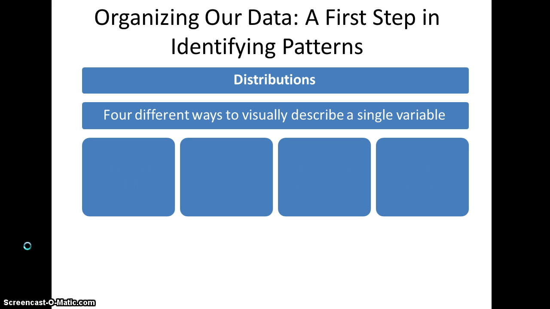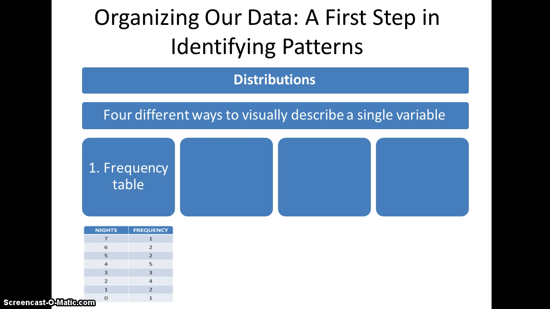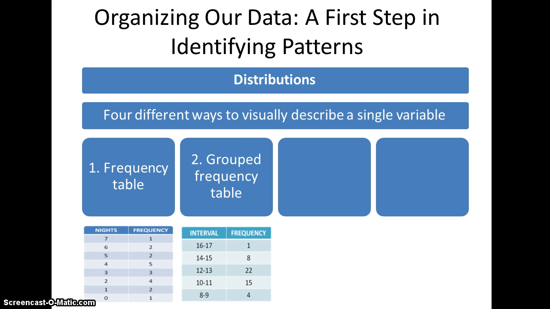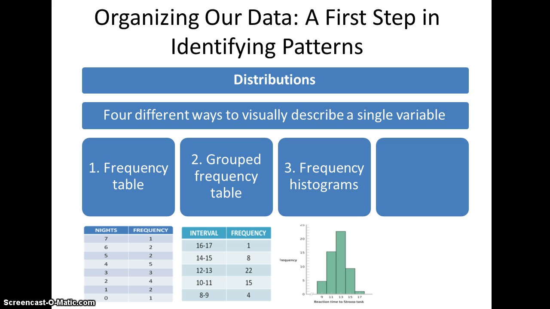And there are 4 different ways to visually describe a single variable. The first is the frequency table. The second is a grouped frequency table. The third is a frequency histogram. And the fourth is a frequency polygon. Now these are all related in some way. They're all different ways that we can identify patterns in our data, that we can see how our scores are distributed, and it helps us figure out what's going on with them.